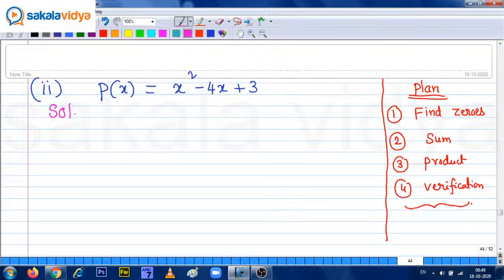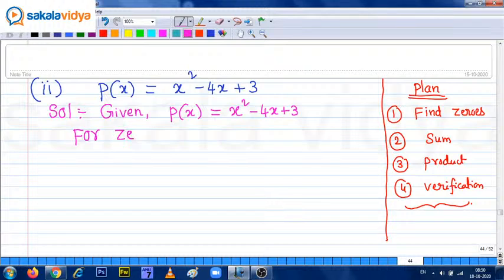Solution. For zeros, P of x is equated to 0. First, write down the given: P of x equals x square minus 4x plus 3. So for zeros, P of x is equated to 0. So what do you get now? Yes, you are correct. You get x square minus 4x plus 3 equal to 0. Now we need to solve this equation.